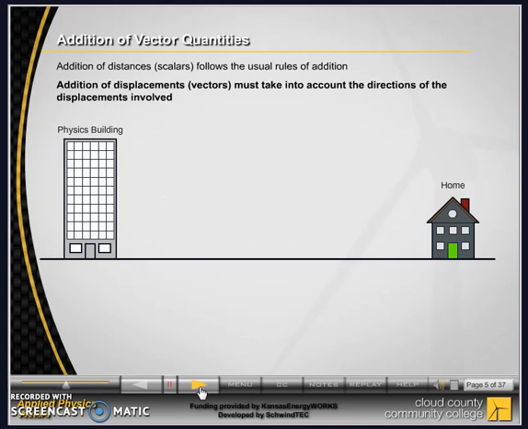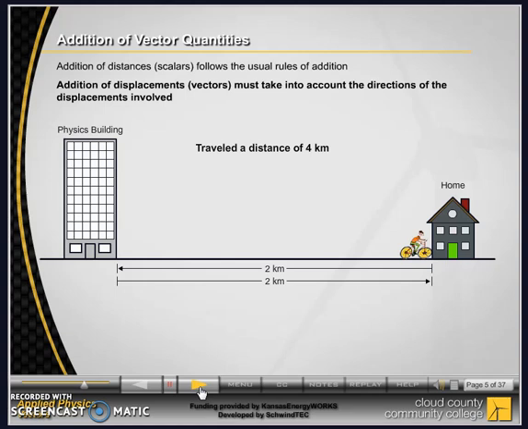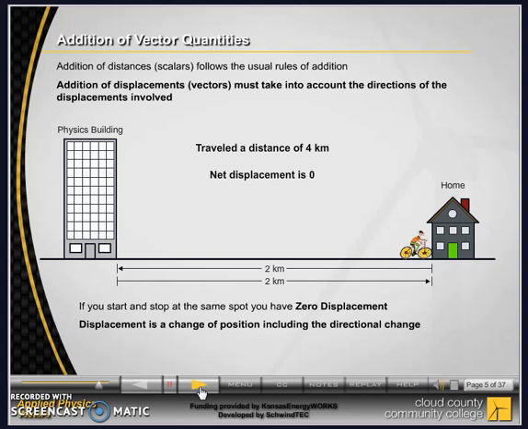Suppose you ride a bicycle from your home to the physics building, a straight line distance of 2 kilometers. The total distance you traveled was 2 kilometers. After you ride back home, you will have traveled the distance of 4 kilometers, but your net displacement is 0. If you start and stop at the same spot, you have 0 displacement. Displacement is a change of position, including the directional change. Distance is the actual length of the path that you covered, and the angle doesn't matter.